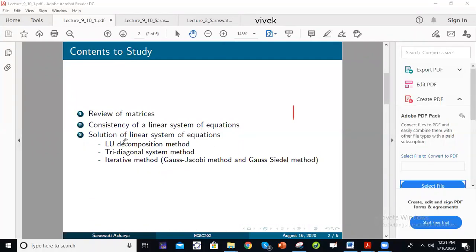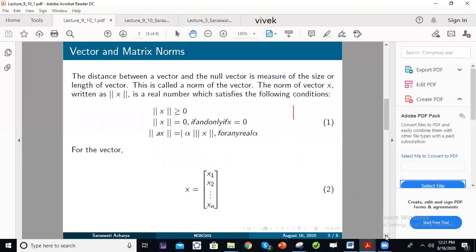Later we discuss solution of linear system of equations from LU decomposition, tridiagonal and iterative method. In iterative method, mainly we discuss Gauss-Jacobi and Gauss-Seidel method. Now we discuss vectors and vector norms. Why do we discuss vectors and vector norms here? Later I will tell you what is the norm of a matrix. Everyone knows matrix and vector, but here we discuss what is the norm of a matrix.